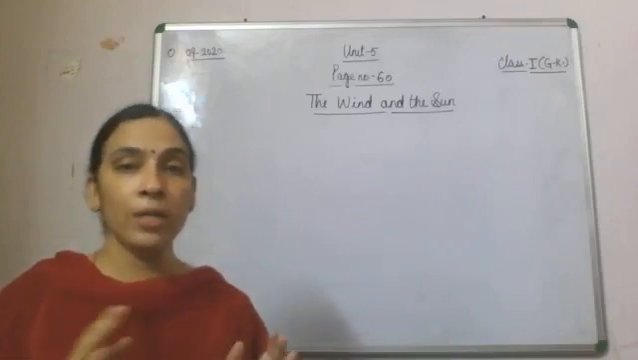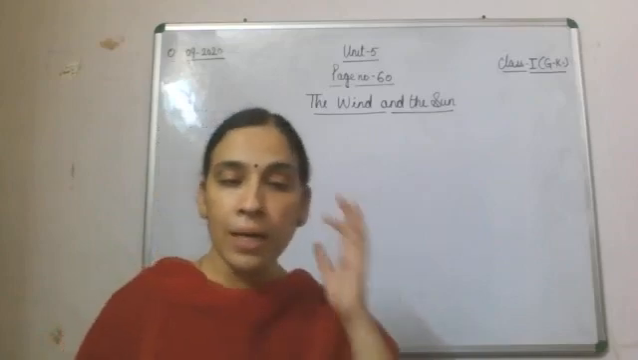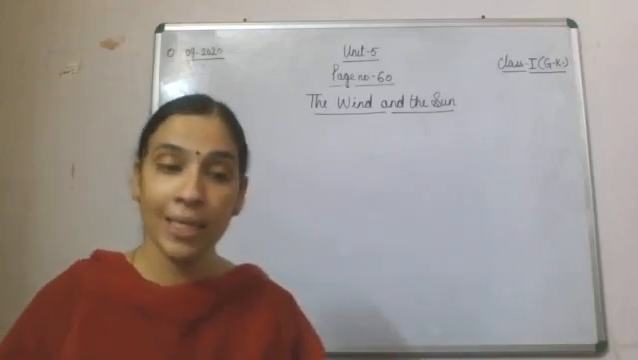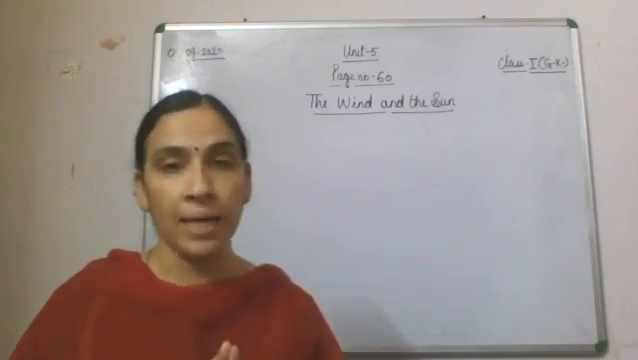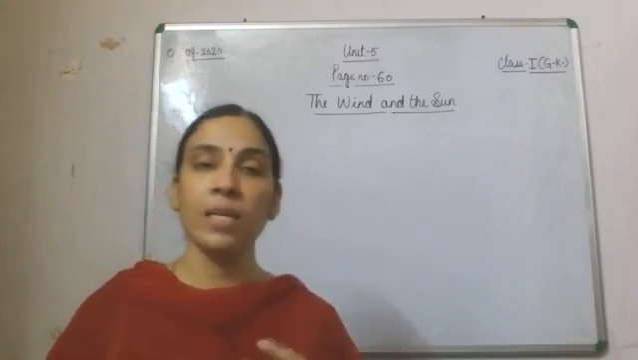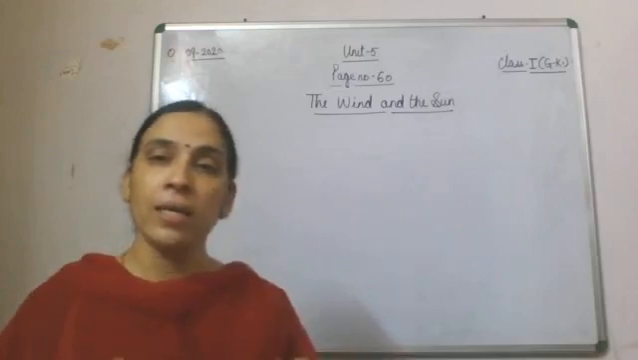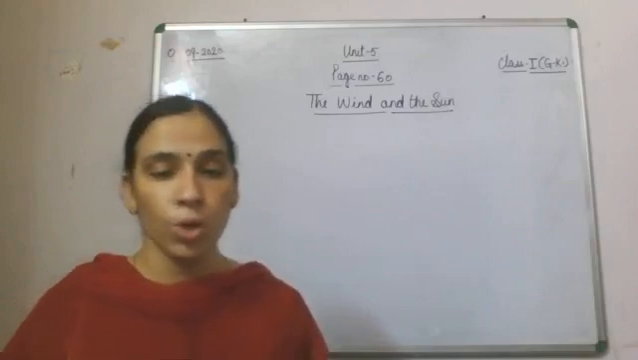Then what happened? Now it was the sun's turn. He smiled gently and let his rays shine upon the man. After the rays shone, that person was feeling warm and it was not feeling good, and then he said, "कि बहुत गर्मी है," and then he took off the coat.